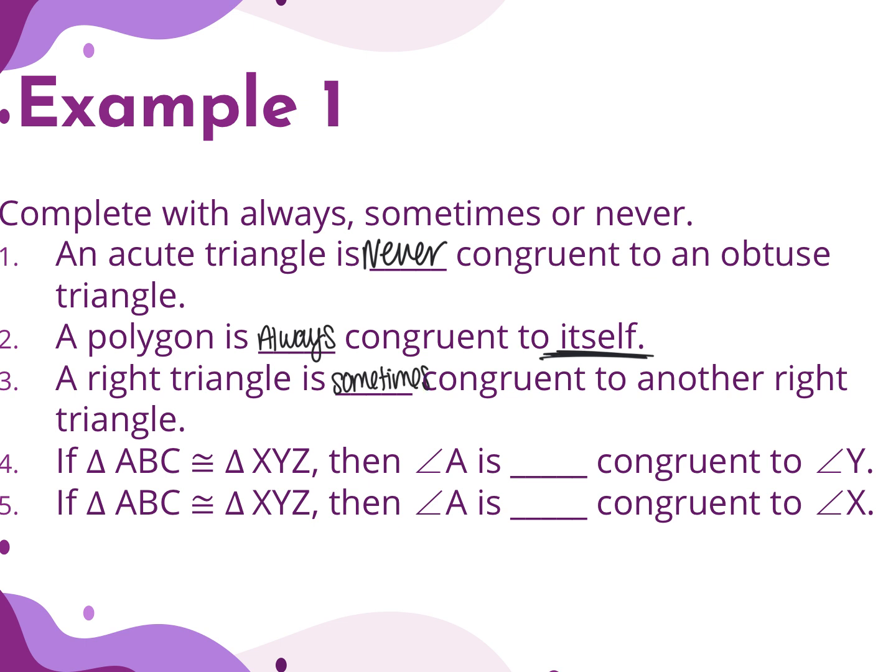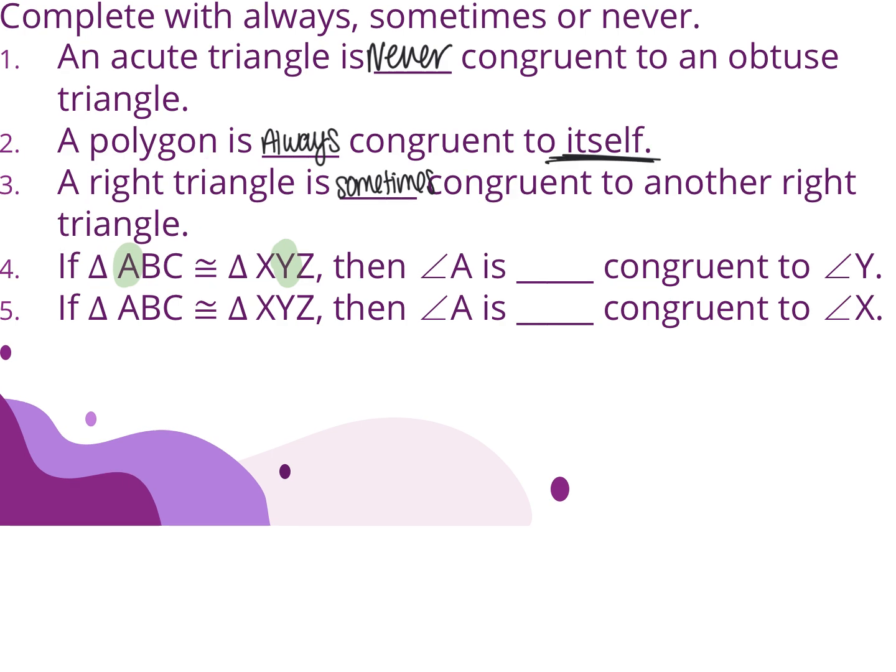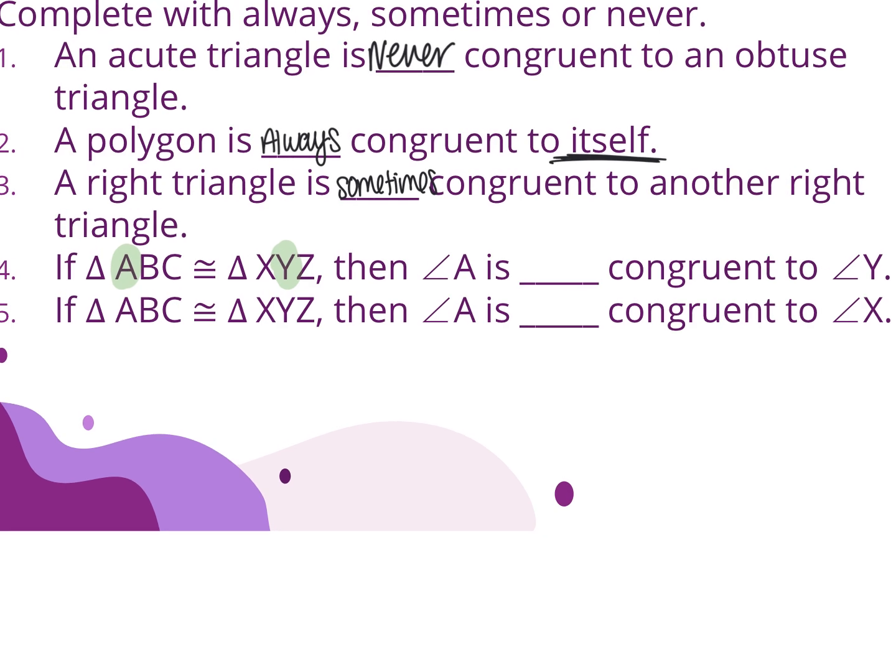Looking at the next one, pay attention to what they're asking for. It says if triangle ABC is congruent to triangle XYZ, then angle A is blank congruent to angle Y. Sometimes, always, or never. Okay, this one's a little tricky. I'm going to go ahead and draw it out. If I were to give you a triangle, let's just use a right triangle since they've been asking about right triangles, and I have A, B, C.